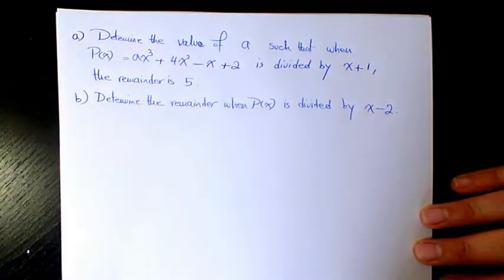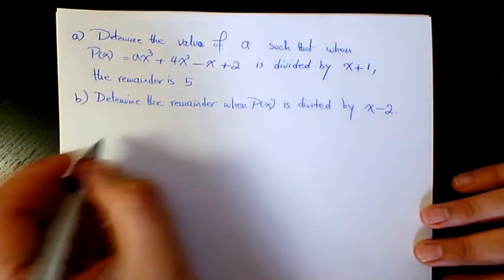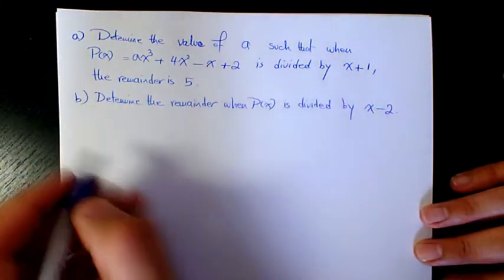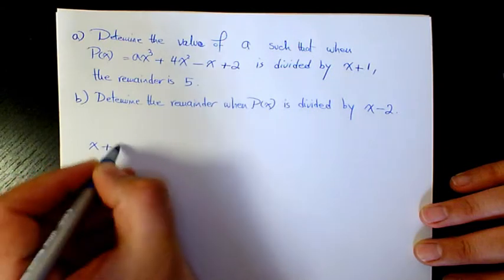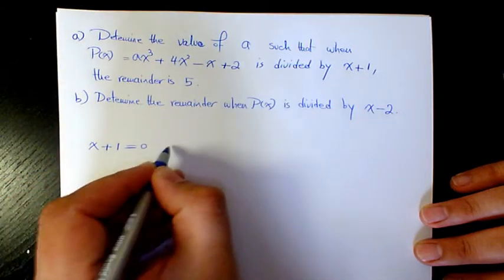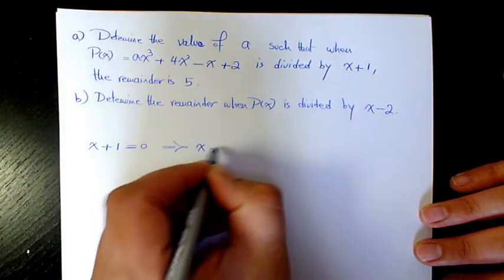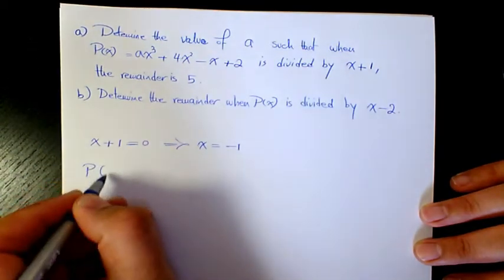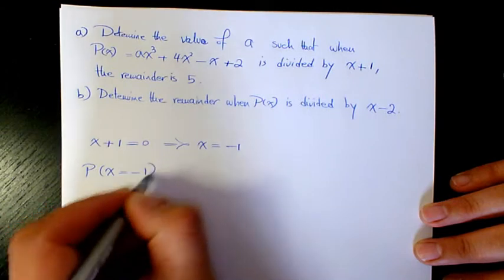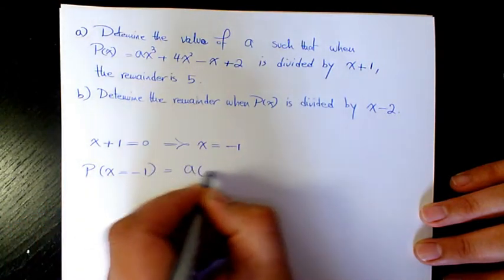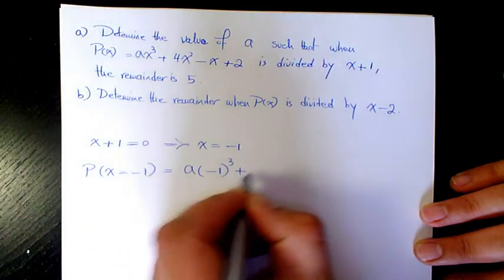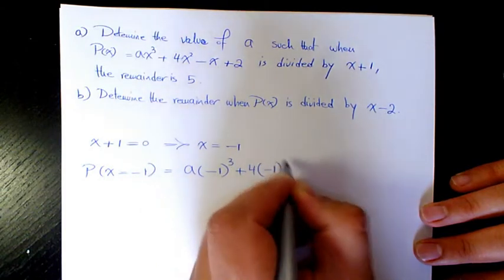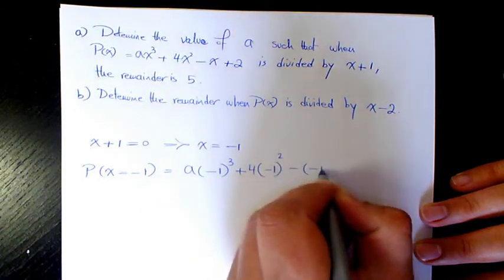I'm going to use the remainder theorem. So it says divided by x plus 1. So remainder theorem, it says we need to make it equal to 0. So then x equals negative 1. Then we sub it there. P of x equals negative 1. So a times negative 1 to the power of 3 plus 4 times negative 1 to the power of 2 minus negative 1 plus 2.